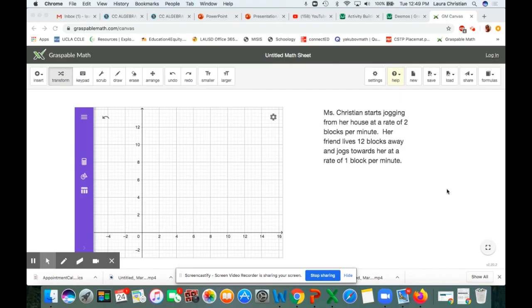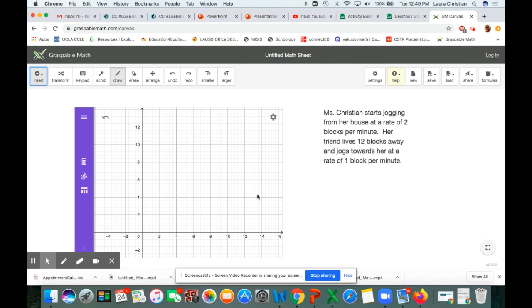Okay, so taking a look at this story problem, it says, Miss Christian starts jogging from her house at a rate of 2 blocks per minute, and her friend Lee lives 12 blocks away and jogs towards her at a rate of 1 block per minute.